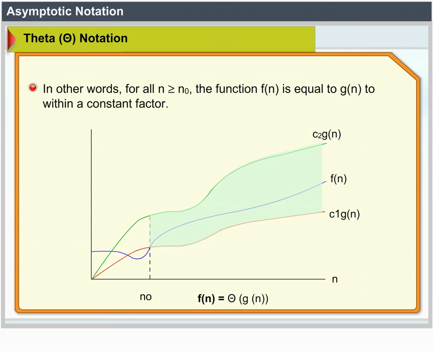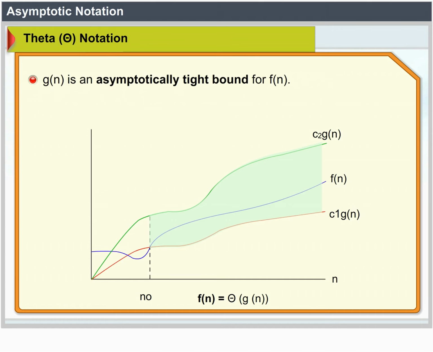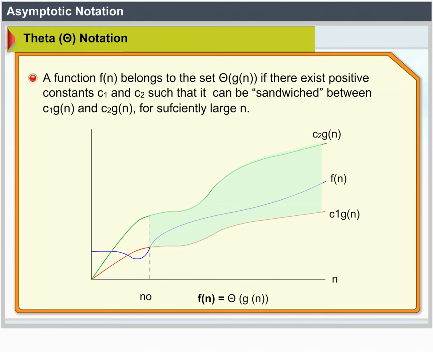In other words, for all n greater than or equal to n0, the function f of n is equal to g of n to within a constant factor. g of n is an asymptotically tight bound for f of n. A function f of n belongs to the set theta of g of n if there exist positive constants c1 and c2 such that it can be sandwiched between c1 g of n and c2 g of n for sufficiently large n.